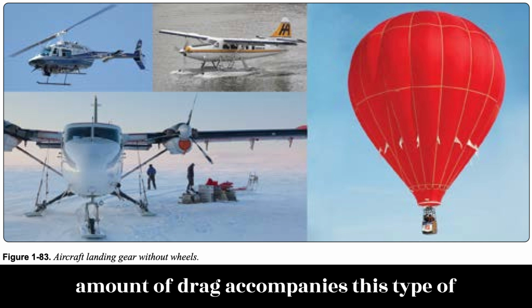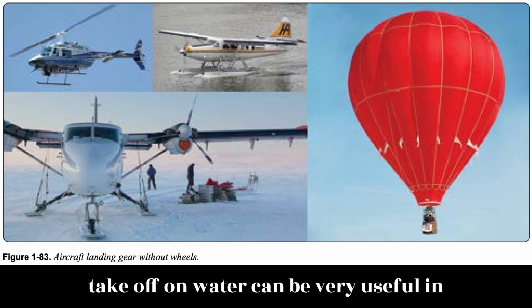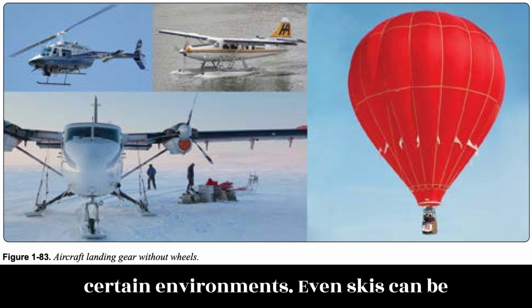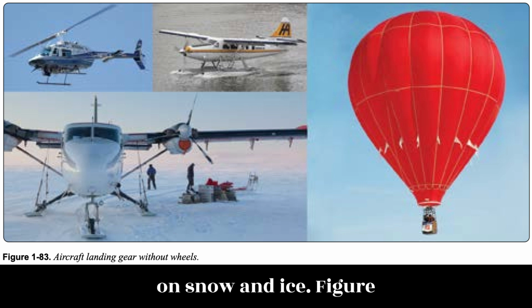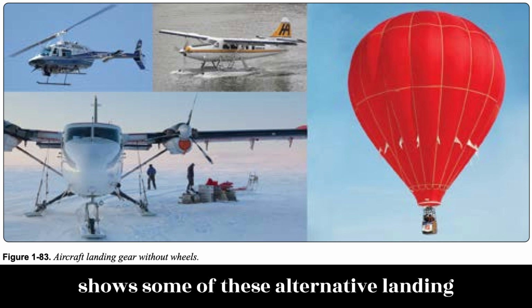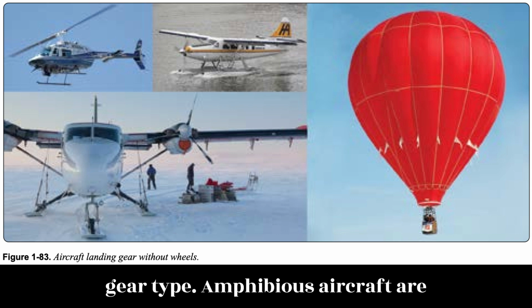A large amount of drag accompanies this type of gear, but an aircraft that can land and take off on water can be very useful in certain environments. Even skis can be found under some aircraft for operation on snow and ice. Figure 183 shows some of these alternative landing gear, the majority of which are the fixed gear type.